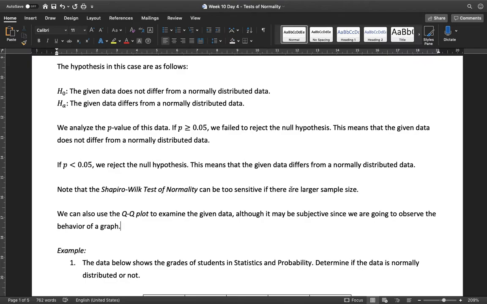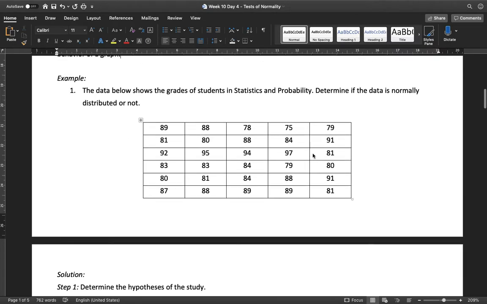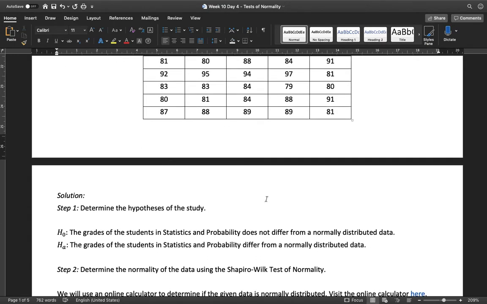Okay? Sige, example tayo. The data below shows the grade of students in statistics and probability. Determine if the data is normally distributed. So, ito yung data natin. Gusto natin malaman, normally distributed ba itong data na to or hindi. So, let's have a solution.